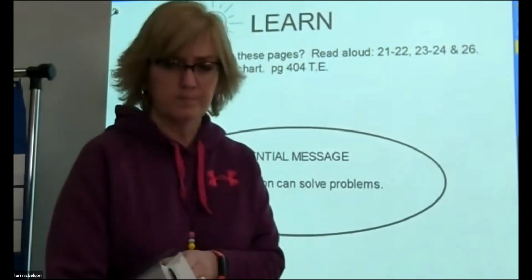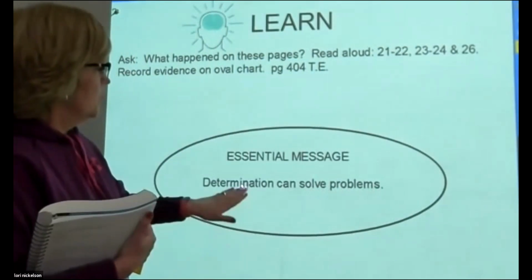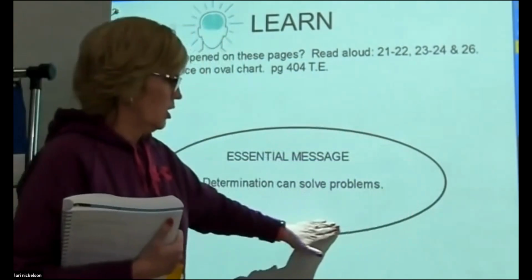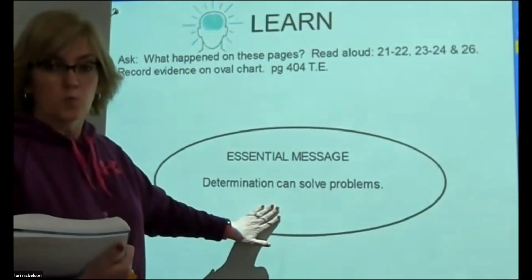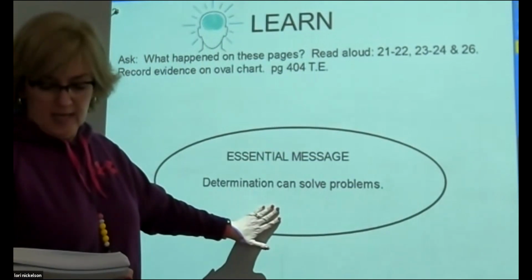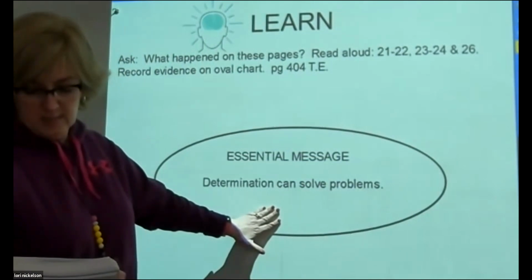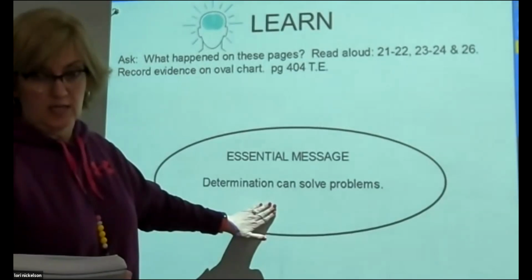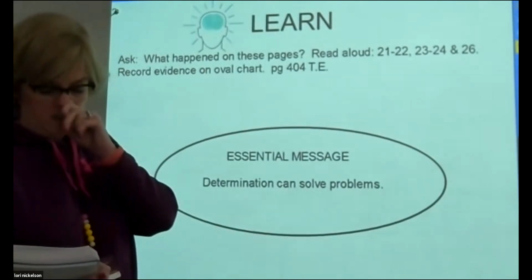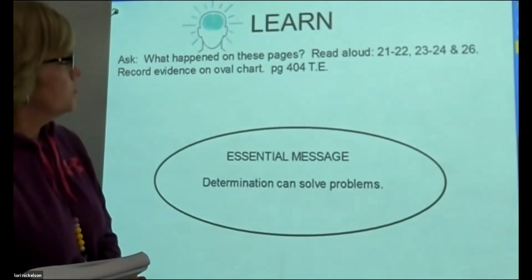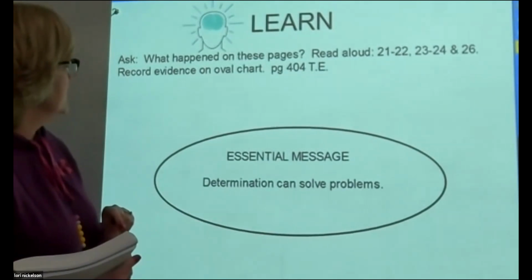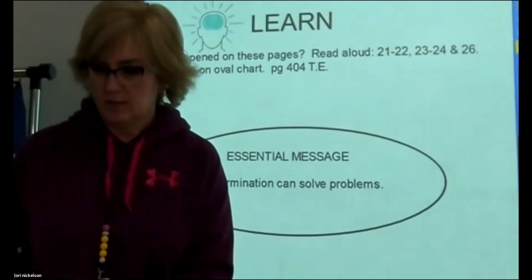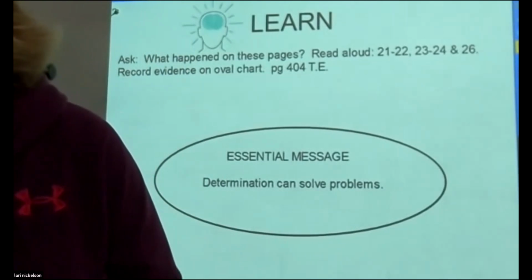So if you look up here, I've got our essential message right here in our oval. Determination can solve problems. So we're going to look at some pages and decide what the message is on some pages. And I'm going to write it on the board. All right. So we're going to look at 21, 22, 23, 24, and 26. So let me get my book.